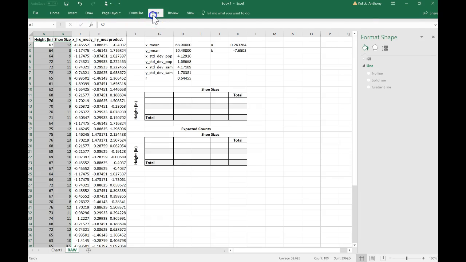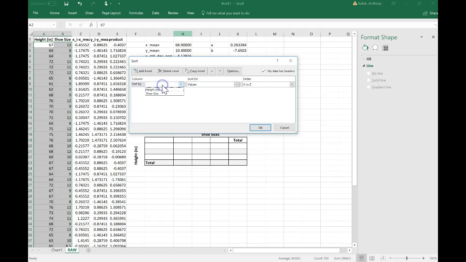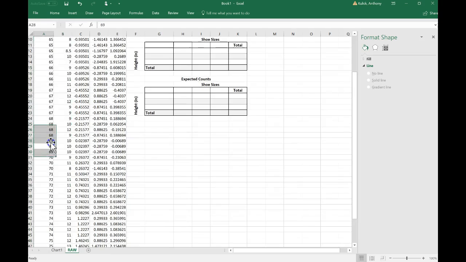So what I'm going to do is click the Data tab, and I'm going to click Sort, and I want to sort by height, and I want to go smallest to largest. Now it's important that you highlight both columns, because it'll move the corresponding shoe size with it. You don't want those to get separated. So you'll see that now shoe size starts at smallest and goes to biggest.